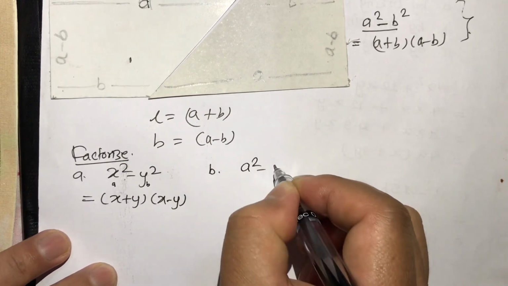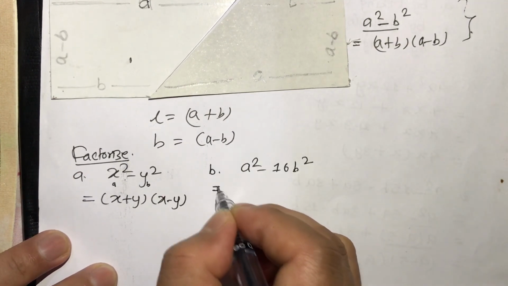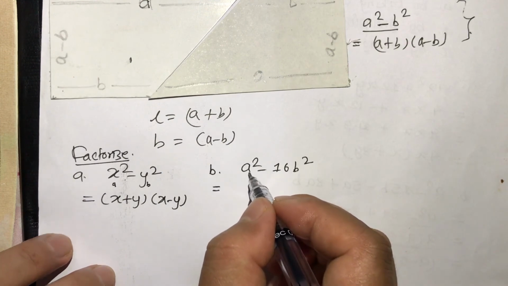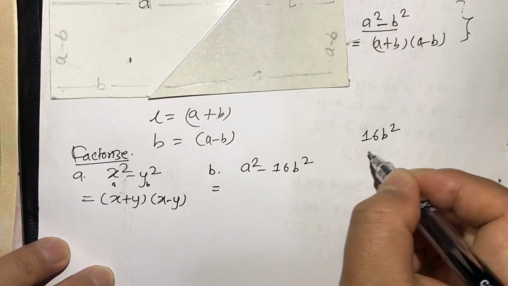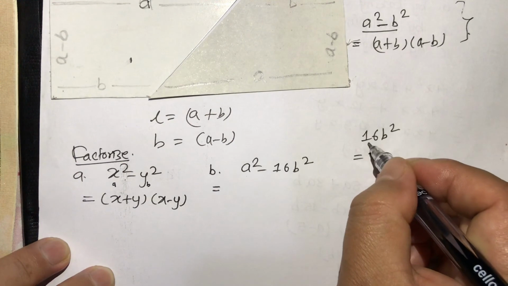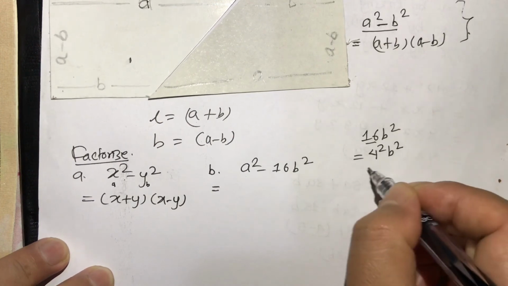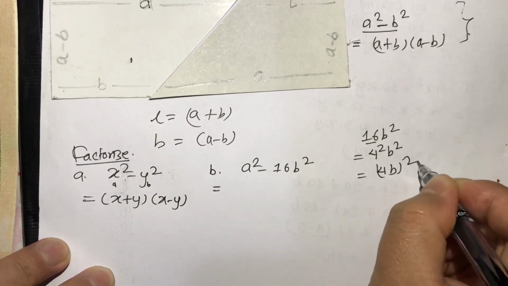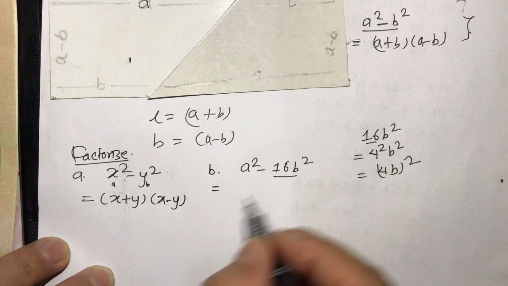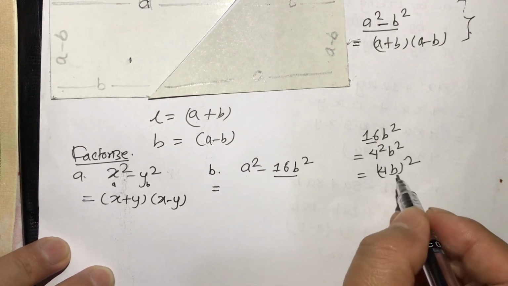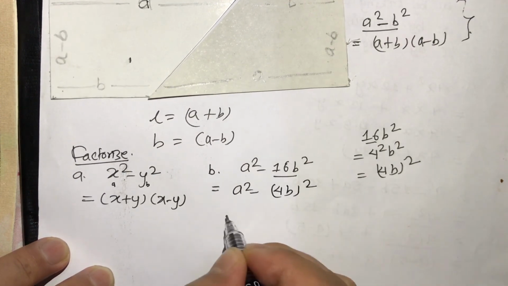Now another one: a square minus 16b square. Look here, the first term is a square, and is the second term a square or not? Let's check. 16 is 4 square, it's a square number, so 16b square we can write as 4b whole square. So 16b square is also a square. So it will be expressed as a square minus 4b square.